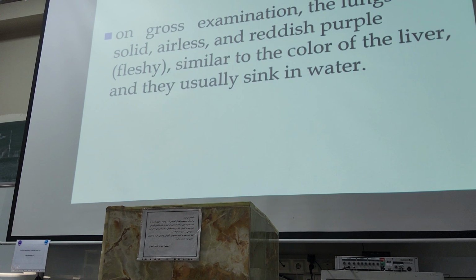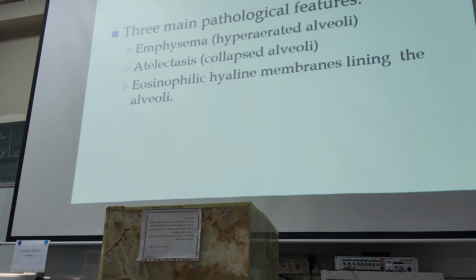On close examination, in microscopic examination, the lungs are solid, airless, and reddish. They're fleshy, similar in color to liver, and they usually sink in water. What we can see in the oral slides: three main pathological features are the main characteristic features in RDS, respiratory distress syndrome.